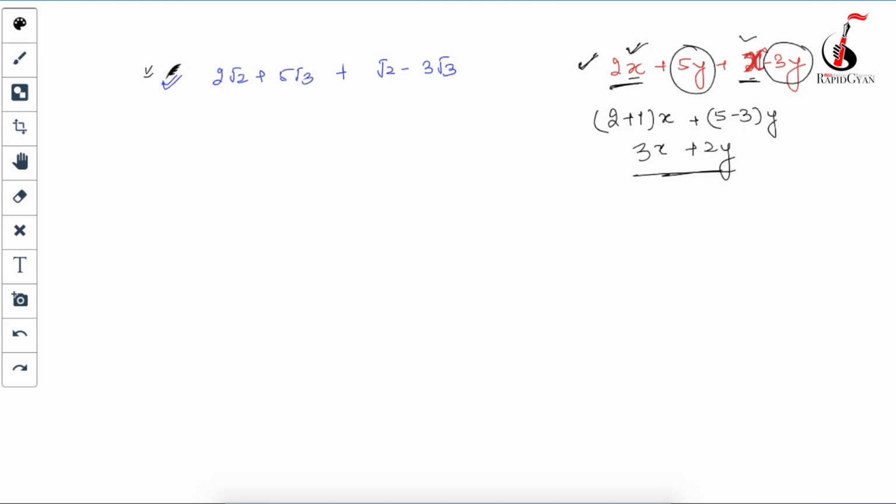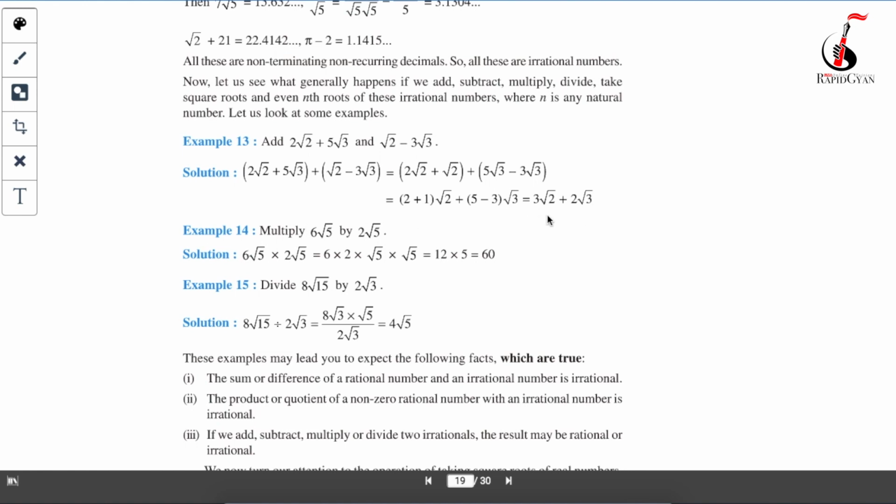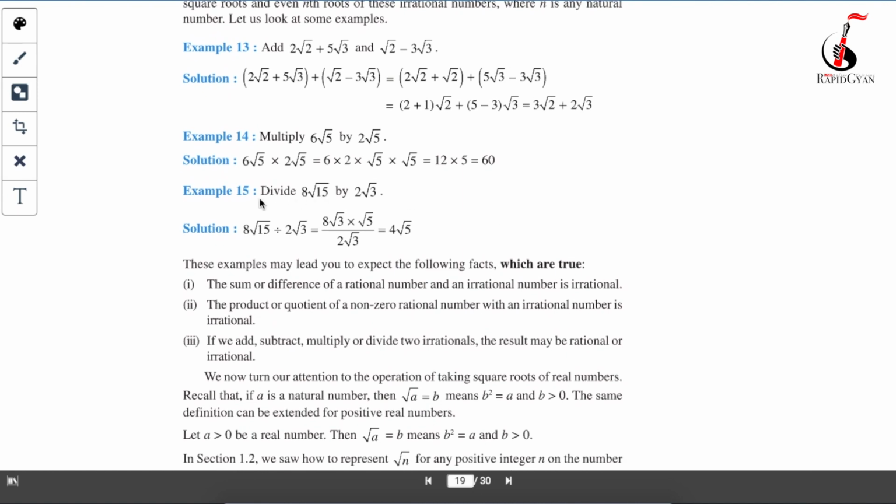Now beta, in the same way we will have to match the common irrational numbers. So here you can see this and this are the common elements. I can take under root 2 common, so this will give me 2 plus 1 under root 2, and here they are having the common irrational number, means plus 5 minus 3 under root 3. So my answer will become 3 root 2 plus 2 root 3. This is my answer. Let's check here. Understand guys? Okay. Let's solve the next question.